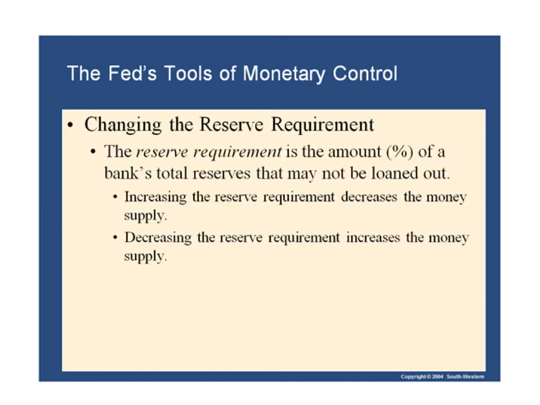This tool shows up on the test the least and is also used by the Federal Reserve the least. But increasing the reserve requirement decreases the money supply, because increasing the reserve requirement drives down the money multiplier. Decreasing the reserve requirement increases the money supply, because it would make the money multiplier a bigger number.